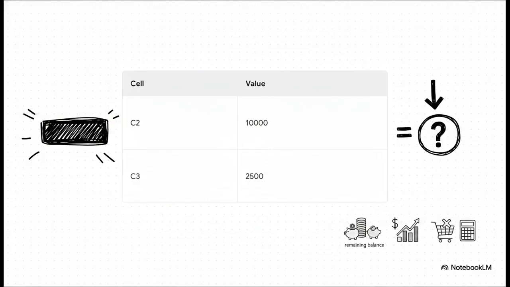Subtraction works exactly the same way. Just swap in a minus sign. Say we have 10,000 in C2 and 2,500 in C3. Our formula is =C2-C3, giving us a crisp 7,500. And honestly, this simple minus sign operator is going to be one of your best friends. It's absolutely crucial for day-to-day things like calculating gross profit, finding remaining balances, or deducting your expenses.